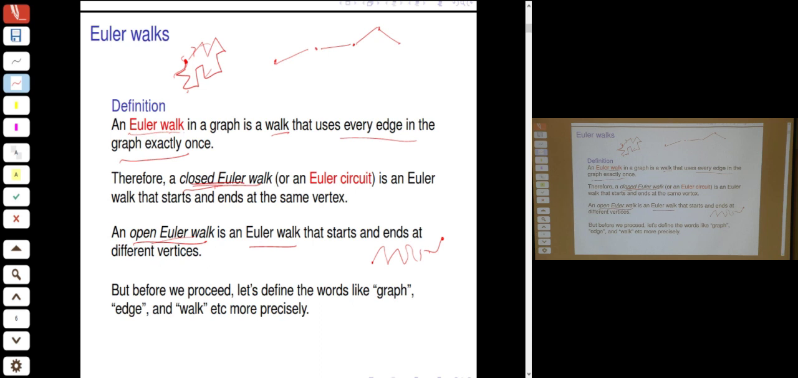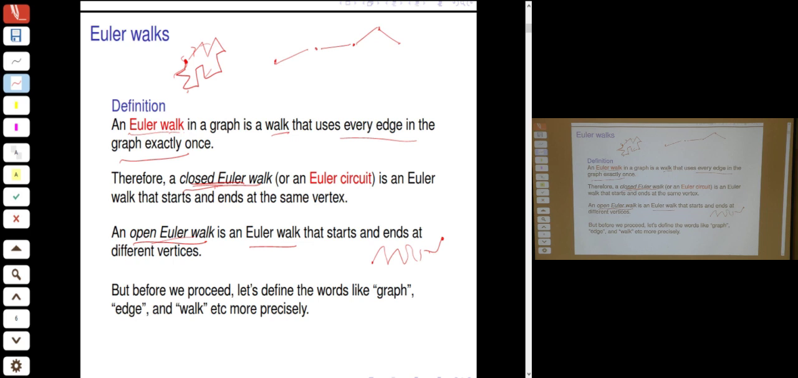So, in summary, what is an Euler walk? An Euler walk is a walk, that is a route, a path traversing the edges of the graph. It is an Euler walk if you pass every edge in the graph exactly once. And an Euler walk is closed if you start and end at the same point, forming a closed loop, and it is open if you start and end at different points. So, it is like an open path.